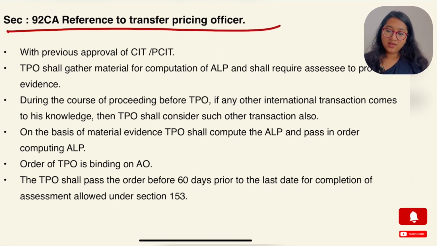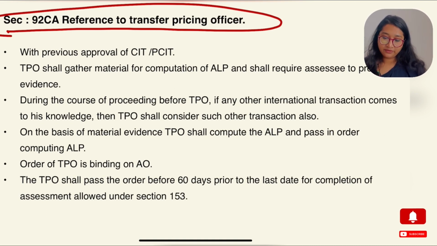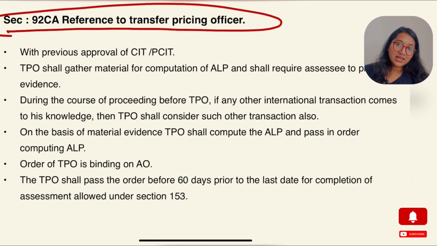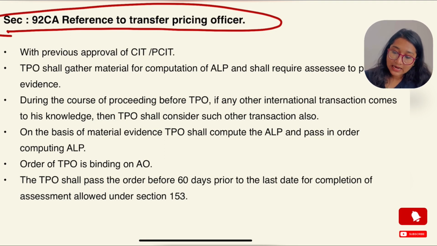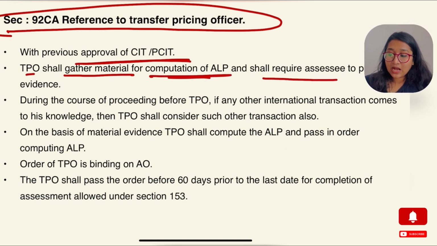So our last topic is this, section 92CA, reference to transfer pricing officer. Do you think that the assessing officer knows how to compute arm length price, or is he sufficient to determine the actual price? Actually, in this case, the assessing officer takes help of the transfer pricing officer. For that, the AO has to take the approval of CIT and PCIT. The transfer pricing officer shall gather material for computing arm length price and shall require SSC to produce evidence.